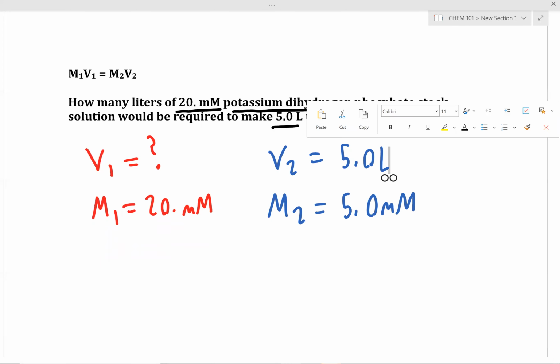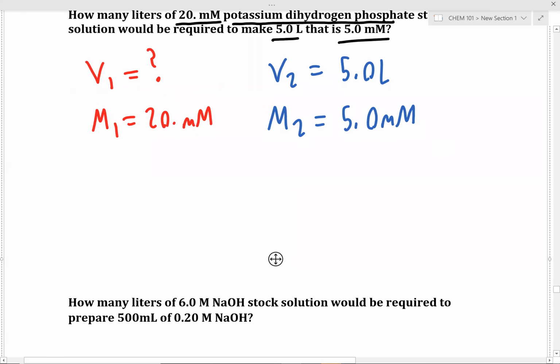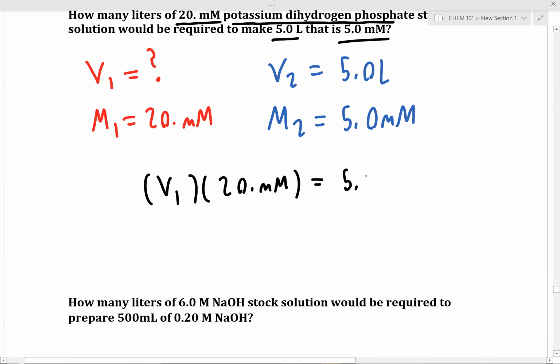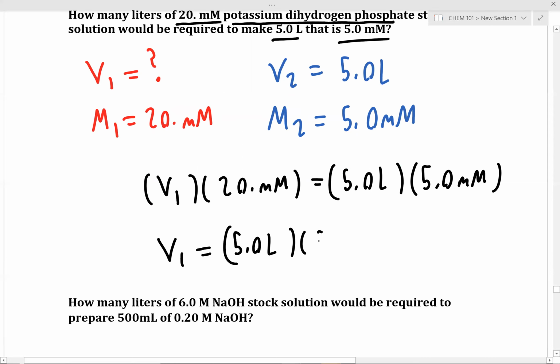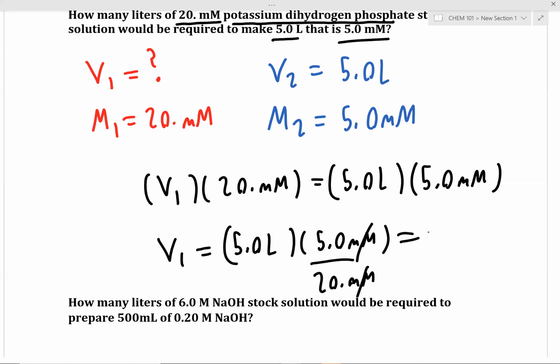Okay, perfect. We're now ready to execute on this expression. So we know that V1 times M1, which is 20 millimolar, is equal to V2, which is 5.0 liters, times M2, which is 5.0 millimolar. That means solving for V1, we have 5.0 liters times 5.0 millimolar over 20 millimolar. Our units of millimolar cancel, and we're left with units of what for volume? Liters. As long as your units cancel, this expression would work. But you just want to be careful that you're writing down the units and seeing what units are left after things cancel. So we have 5 times 5 divided by 20, and that in turn gives us 1.25 liters.